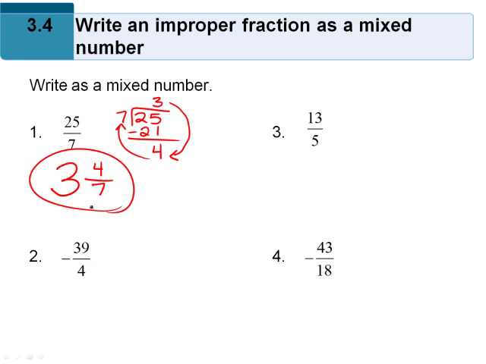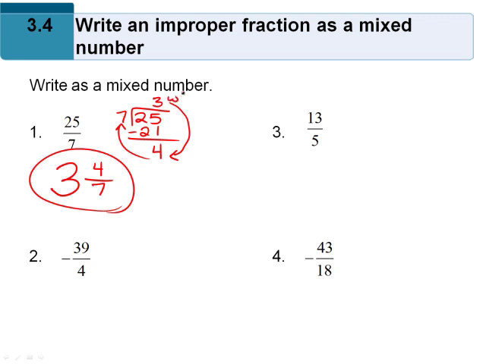Now, if you're not sure if it's in the right order as far as writing it, check it out. If you multiply 7 times 3, that's 21, plus 4 would be 25 over 7. So you can check and make sure that you get the same improper fraction. So it always starts at the top and goes clockwise around. Just read it like a mixed number, 3 and 4 sevenths.